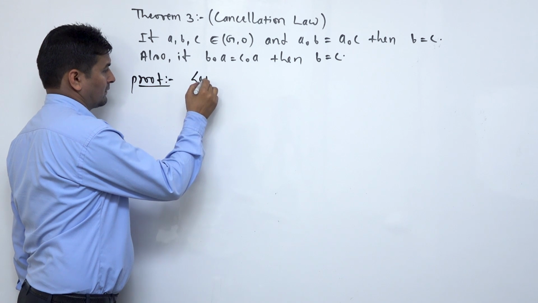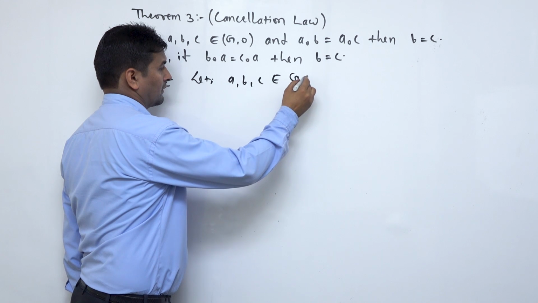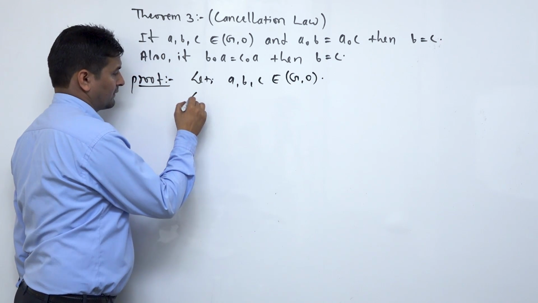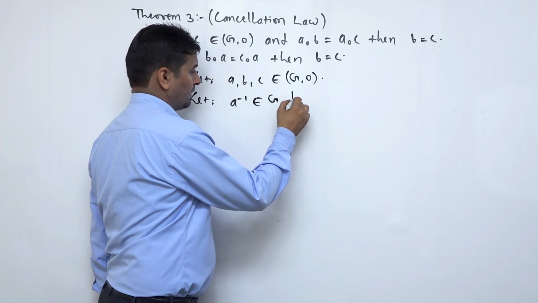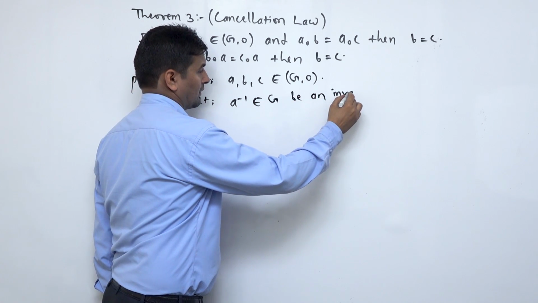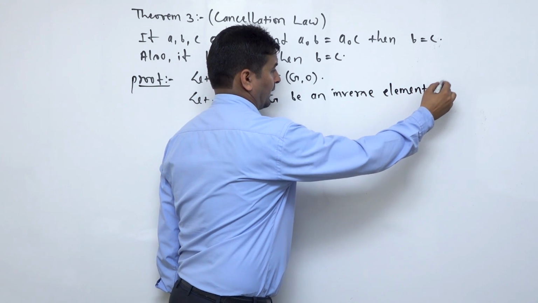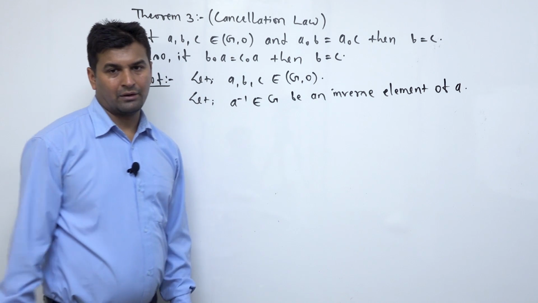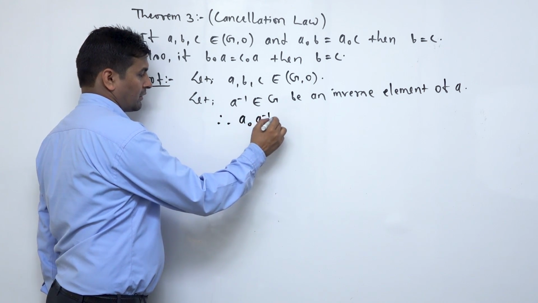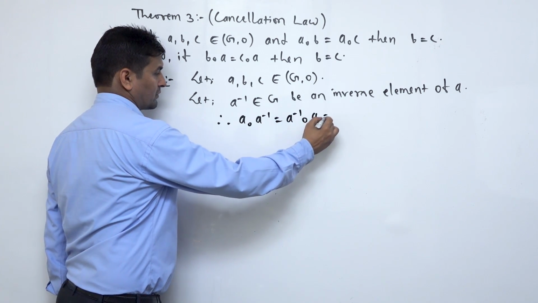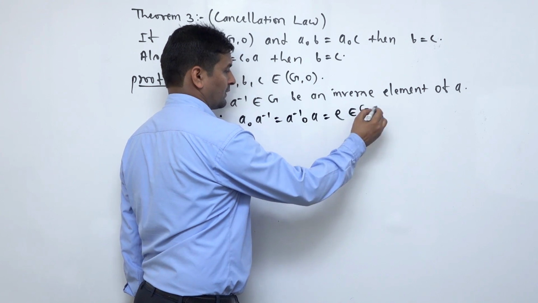Let A, B, C belongs to Z naught, and let A inverse belongs to G be an inverse element of A. We have to suppose A inverse belongs to G be an inverse element of A. Therefore, A not A inverse equals to A inverse not A equals to E belongs to G. E is the identity element, belongs to G.